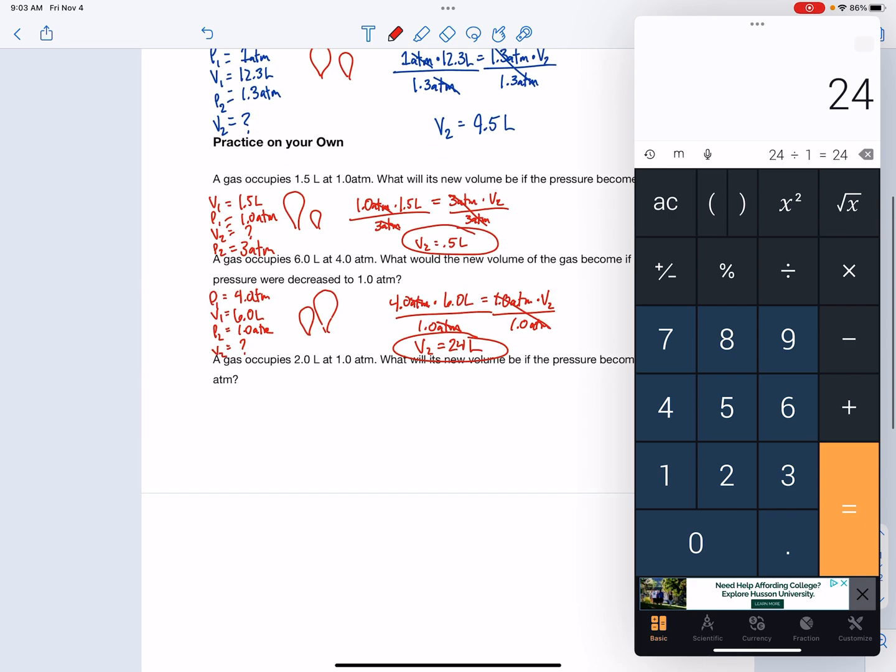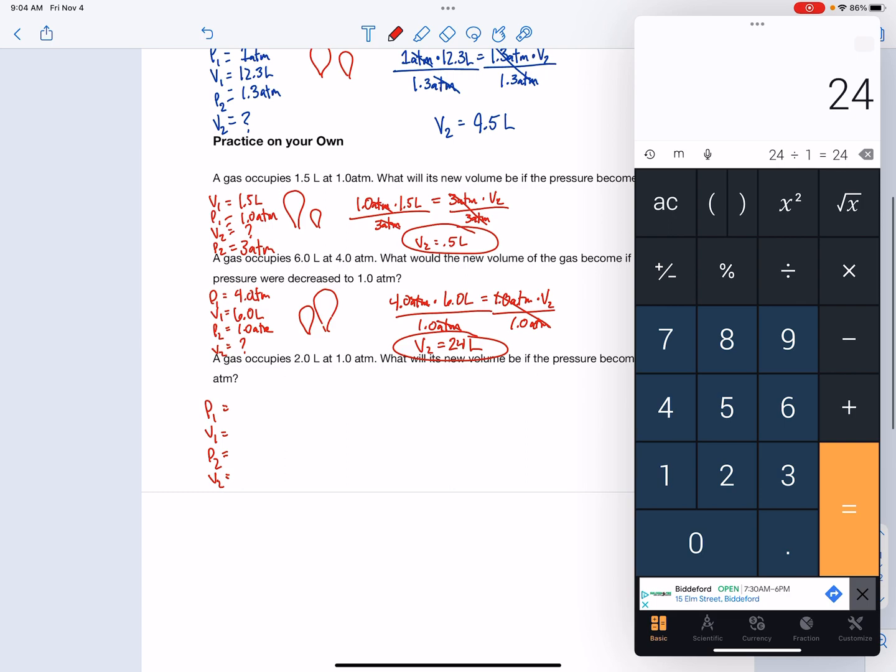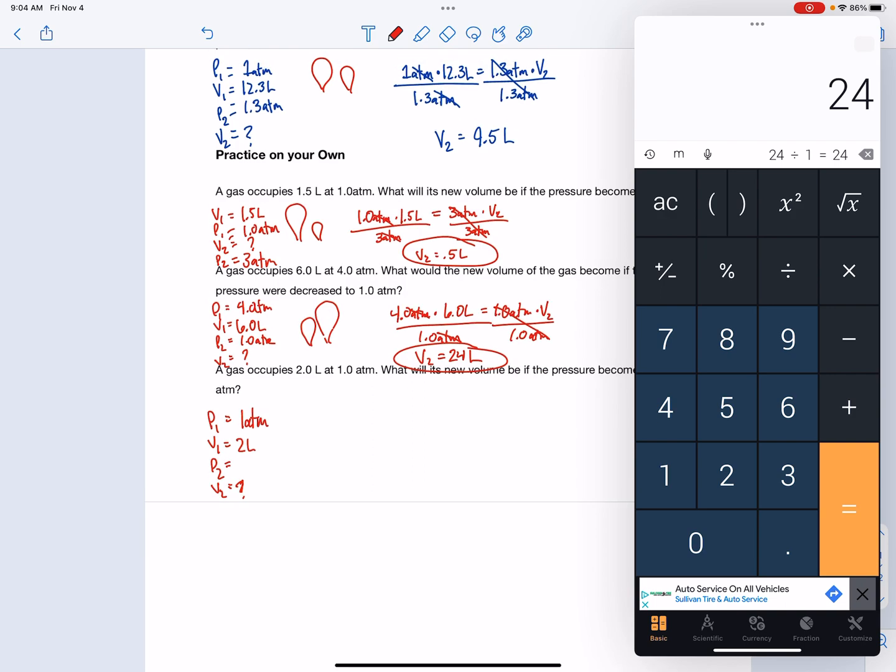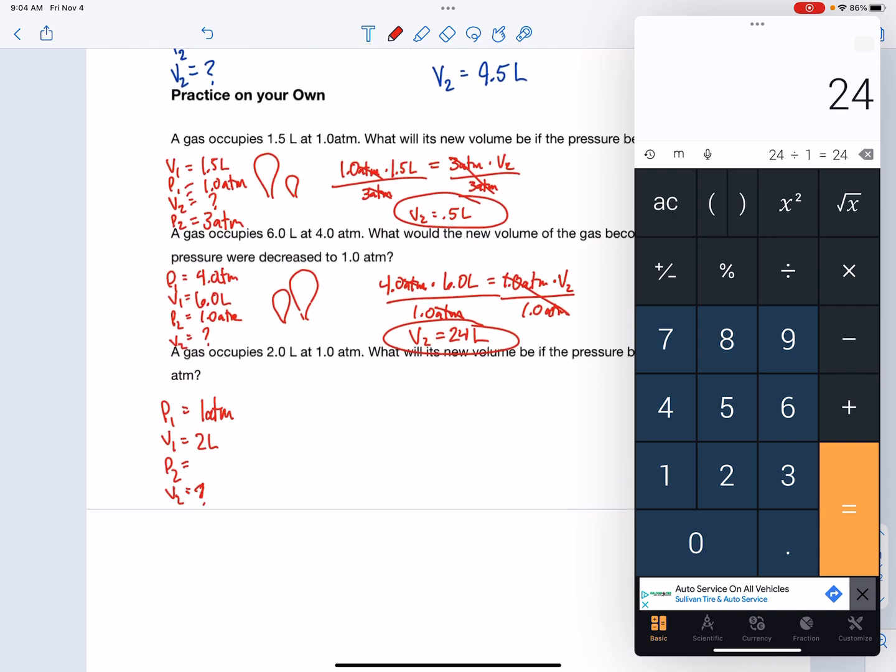All right, last one. Let's get our variables identified. P1, V1, P2, V2. Here we go. A gas occupies 2.0 liters. That's the initial volume, 2 liters, at 1 atmosphere. That's our initial pressure. What is the new volume? We're solving for volume again. What's our new volume if the pressure were to become 4 atmospheres?